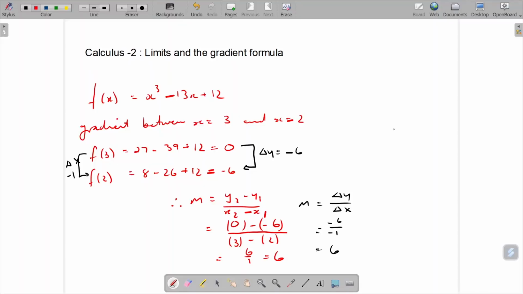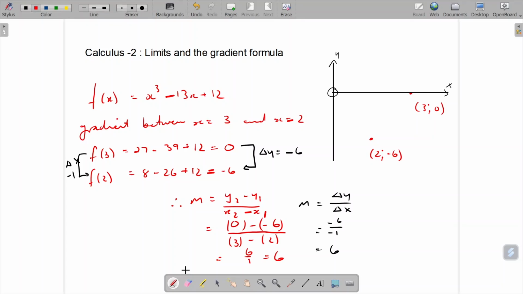However, what I would like to talk to you about is that effectively what we have here is a cubic function. And we are talking about the gradient between the points 2 and minus 6 and the point 3 and 0. Now, somewhere in here, we have a set of axes. Again, we have x, there's my origin, there is y.